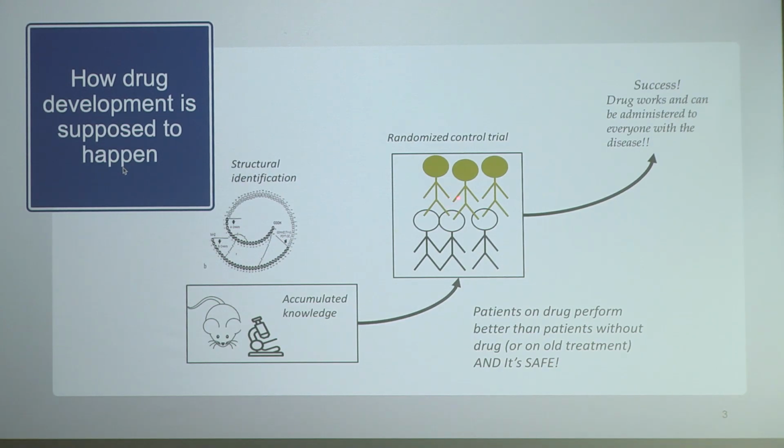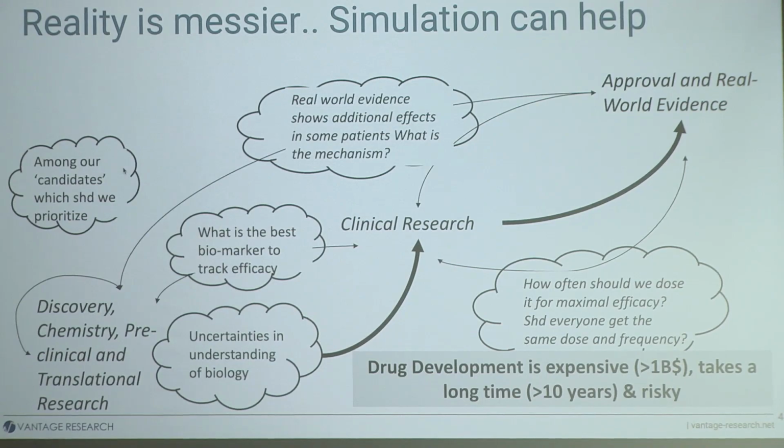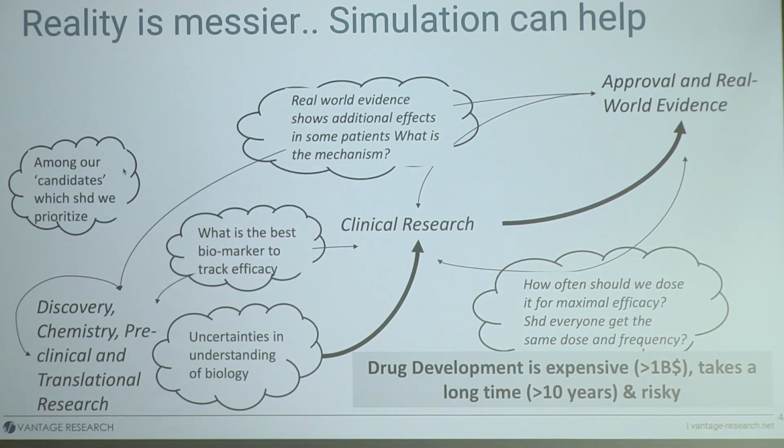And then if the drug is safe and efficacious, better than an existing treatment, that's a successful drug and can be administered to everyone. So this is the ideal path of what happens in drug development. However, the reality is much messier.